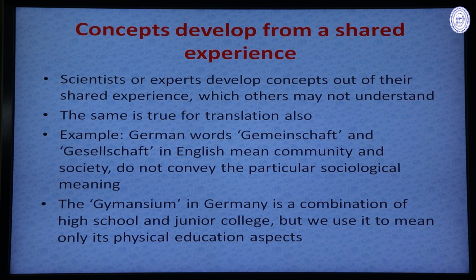Now, the same thing is always true for translation. Here we can have an example, like the German words Gemeinschaft and Gesellschaft. When these German words are translated into English, Gemeinschaft implies community and Gesellschaft implies society. But this literal translation from German to English may be done with some linguistic parameters, but this mere translation of the terms from German to English might not carry the sociological implications of the terms community and society.